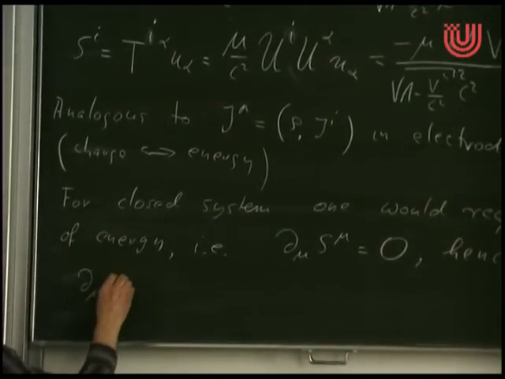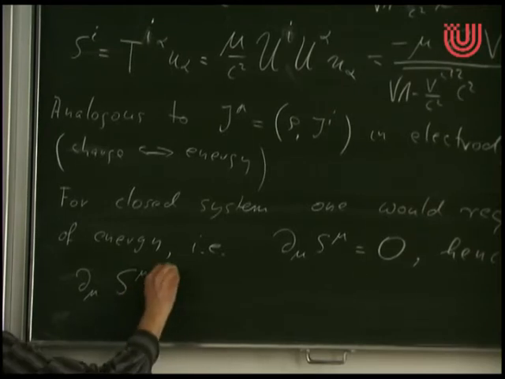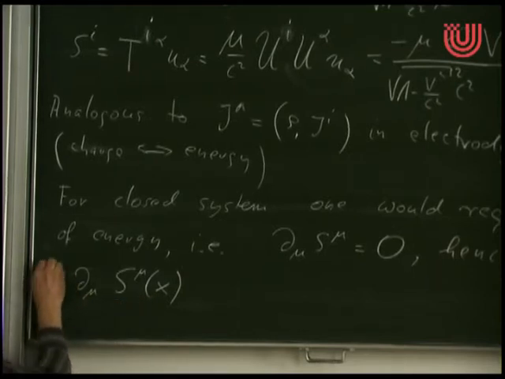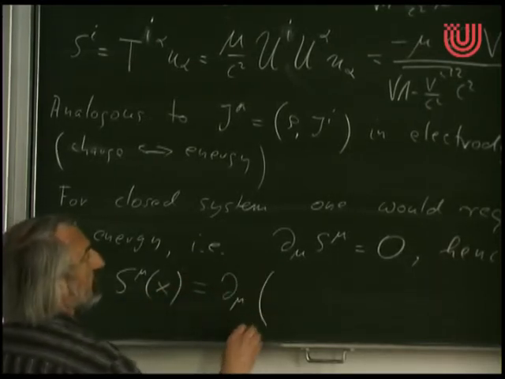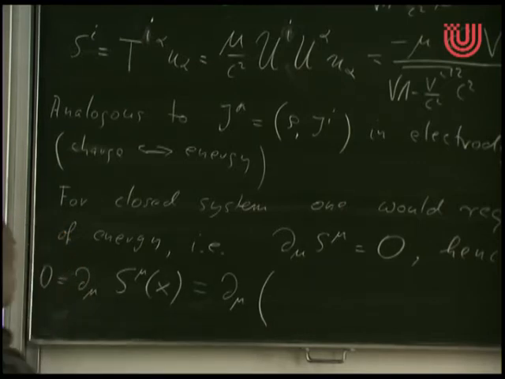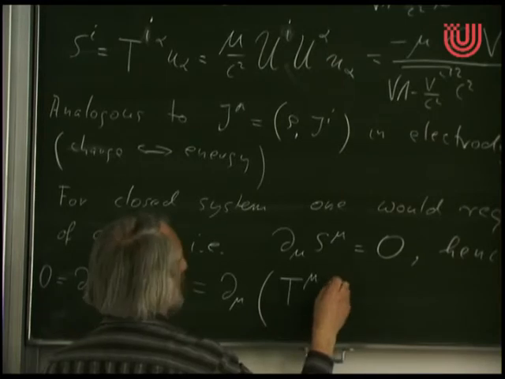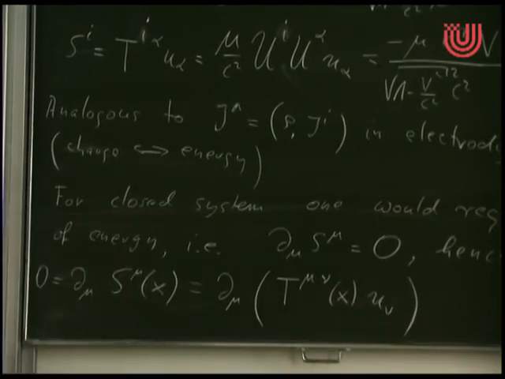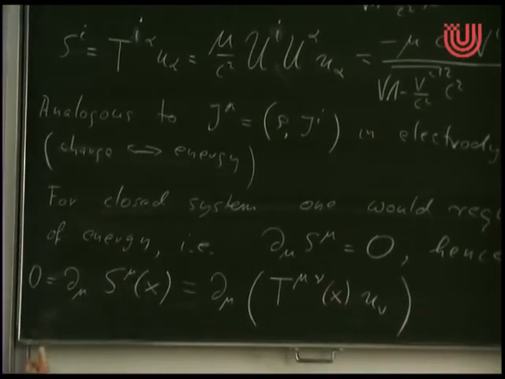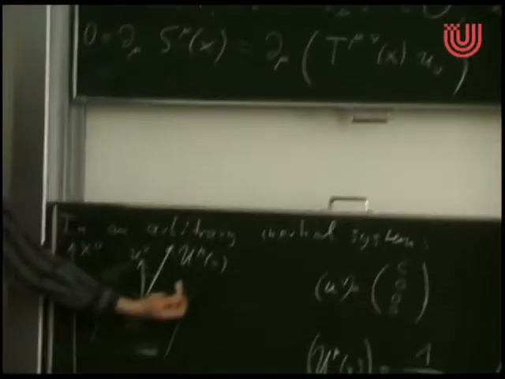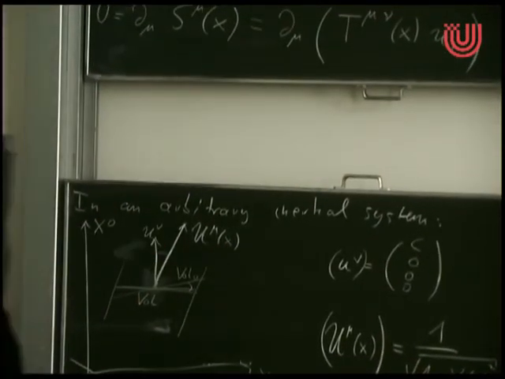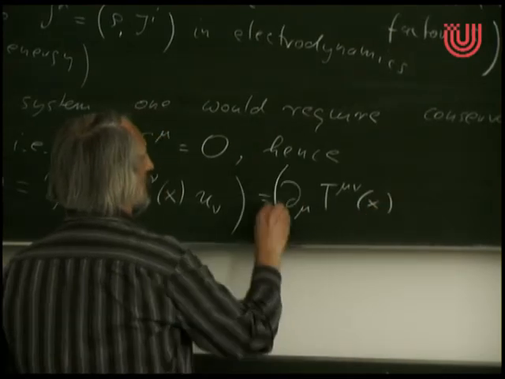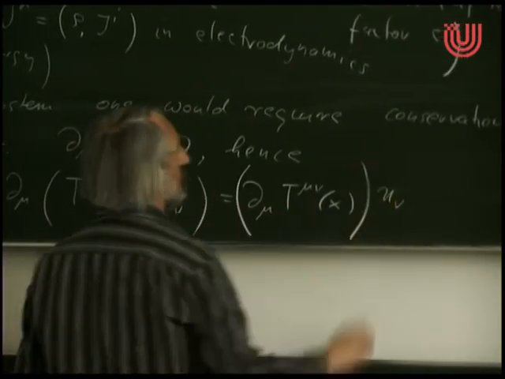So d mu of S mu, that's something where I differentiate a function which depends on the 4 coordinates, and that's supposed to be 0. And now what was the S? The S was introduced as T mu nu of x u nu, where u nu does not depend on x. It's the 4 velocity of my inertial system, and that's the same at every point. So I would get something like d mu T mu nu of x, and the derivative does not act on the u nu.